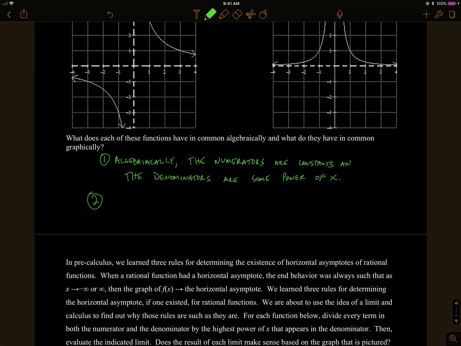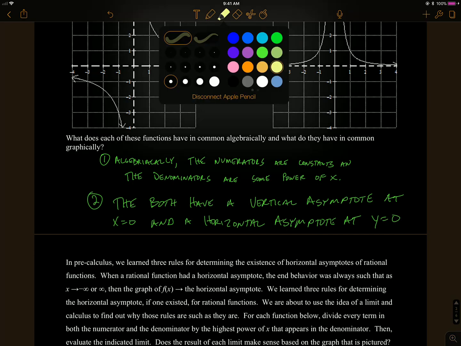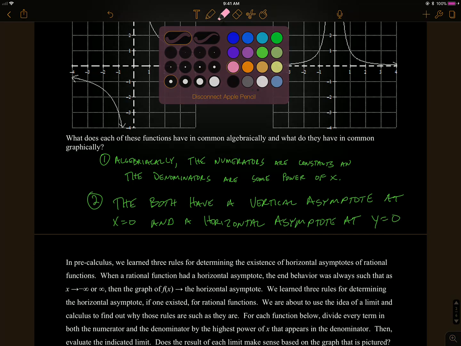We notice graphically that they both have a vertical asymptote at x equals 0 and a horizontal asymptote at y equals 0. Now that's the important one. Let's go with pink.